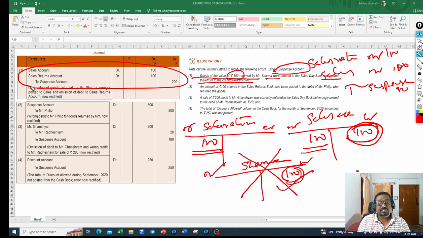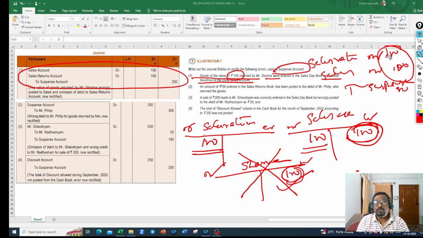See here. Why is suspense account created? Question yourself. These two are not debited, right? So that means there is a shortage in debit to the extent of 200. That shortage would have been posted to suspense account. Right, that is what he said. Suspense account, you have to use it.